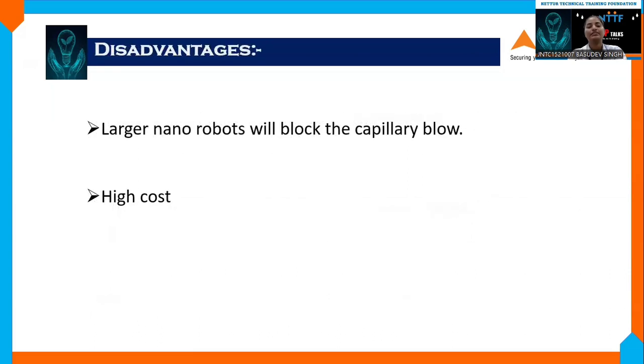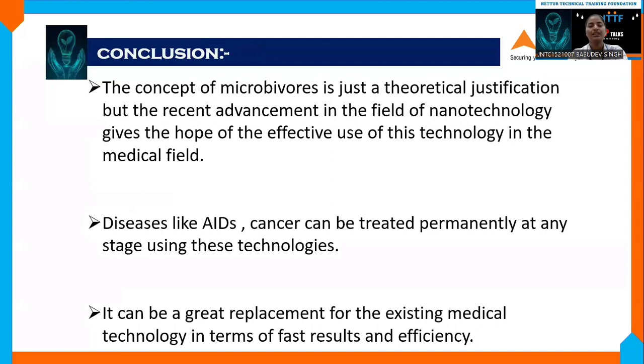Then the disadvantages. The large nanorobots will block the capillary flow. Means whenever designing these nanorobots in the medical field, the size will be larger. Means it will not allow flow in our bloodstream. Then the cost of these microfibers will be more. For one operation, it will take 1.5 lakhs for digesting one virus in our body.